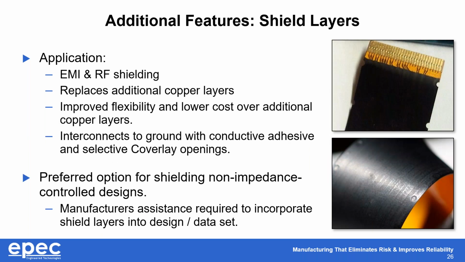So moving on to shield layers. Shield layers are a design element that are becoming much more utilized and popular in the industry today. Primarily used for EMI and RF shielding, they replace the additional copper layers that were a common solution in the past. They also replace silver ink layers, which were the initial alternative to copper layers that were used for many, many years. The advantage of shielding layers is they provide substantially improved flexibility at a significantly lower cost over additional copper layers.